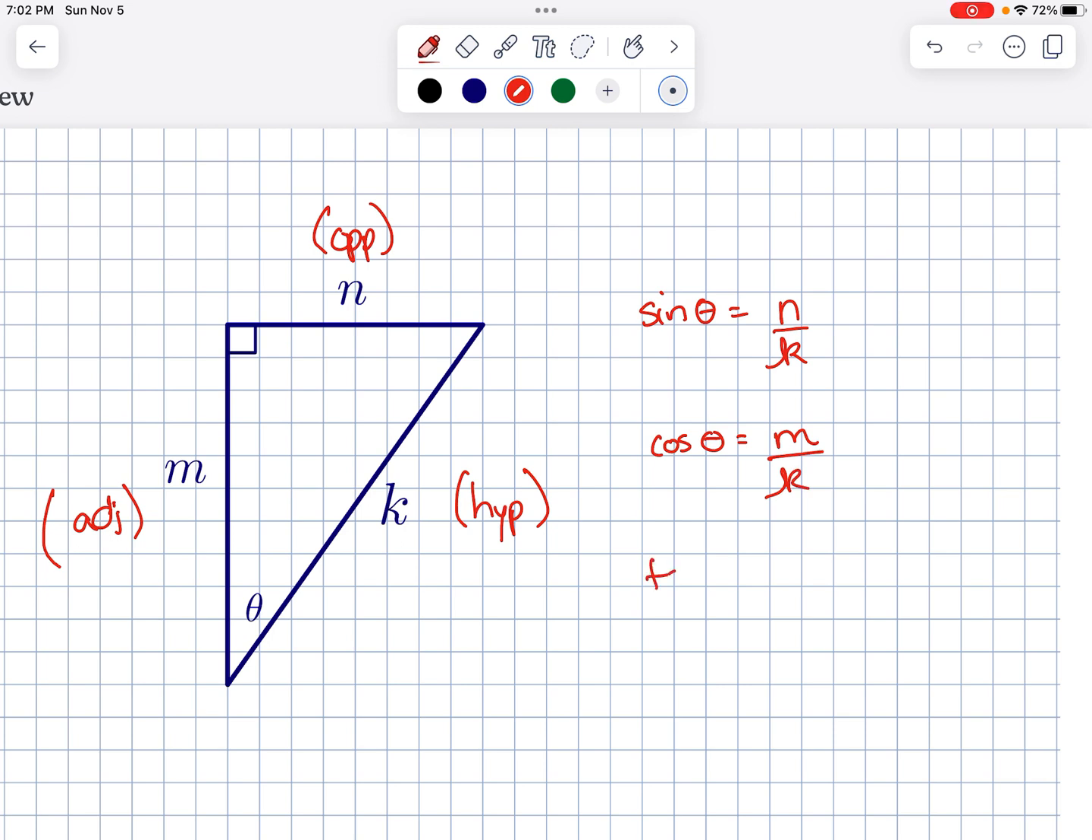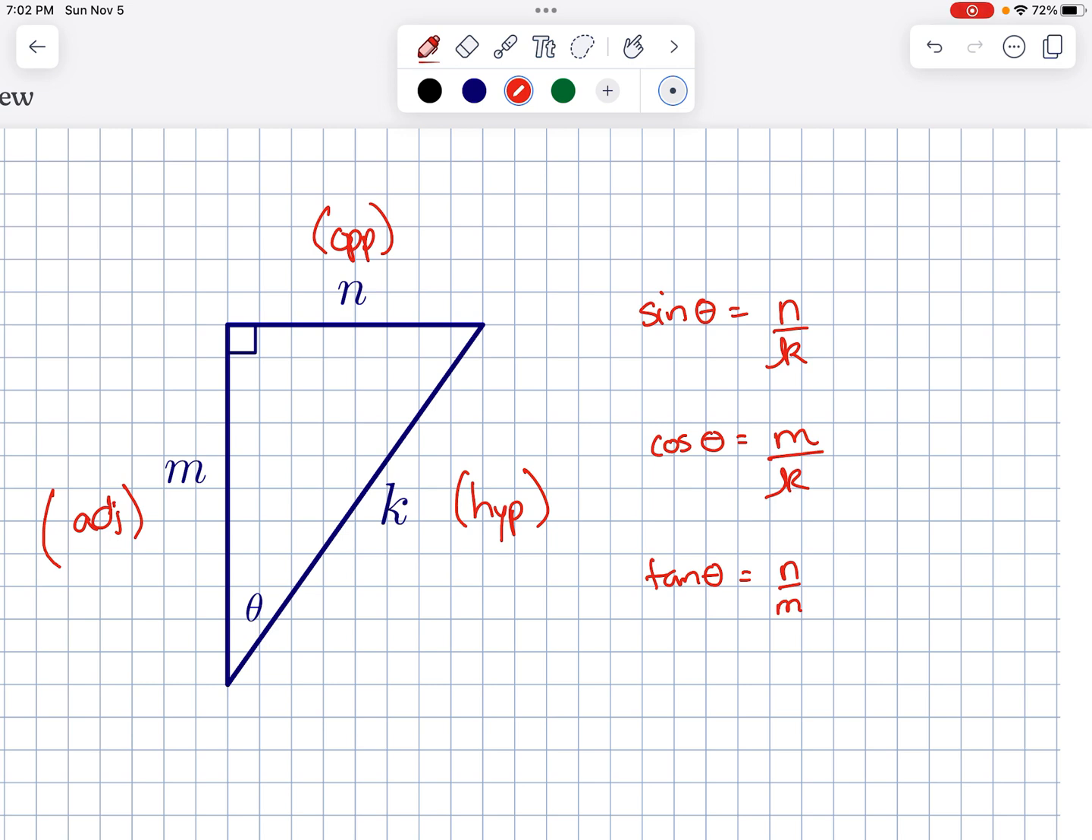And then lastly, the tangent of theta is equal to the opposite side divided by the adjacent. So here's our angle. Here's the opposite side, n. Here's the adjacent side, that's m. So the tangent would be n over m for this. And remember, these trig functions, you can just look up in your calculator, right? Your calculator knows these ratios.